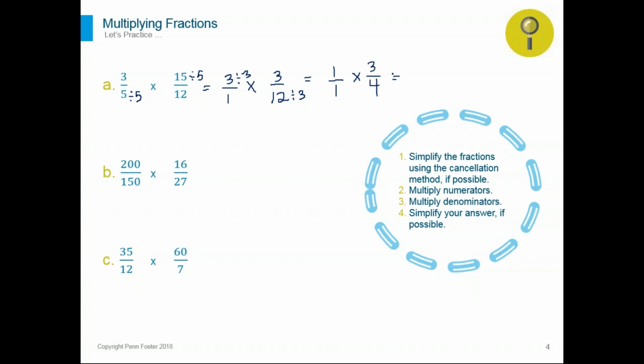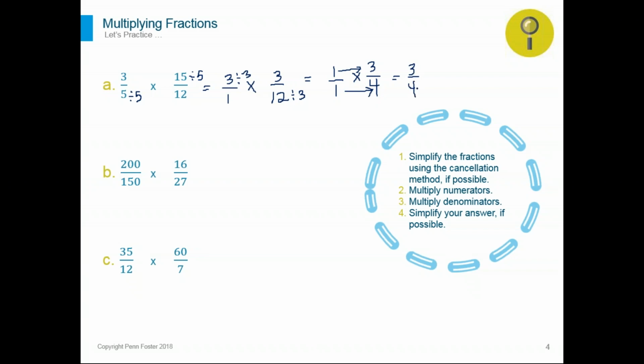Now, we see that 1 and 1, nothing common, 3 and 1, nothing common, 1 and 4, nothing common, 3 and 4, nothing is common. So we're done with the cancellation method. We cannot simplify our question before multiplying anymore. So the next step is to multiply across. Multiply the numerators together and denominators together. 1 times 3 is 3, and 1 times 4 is 4.